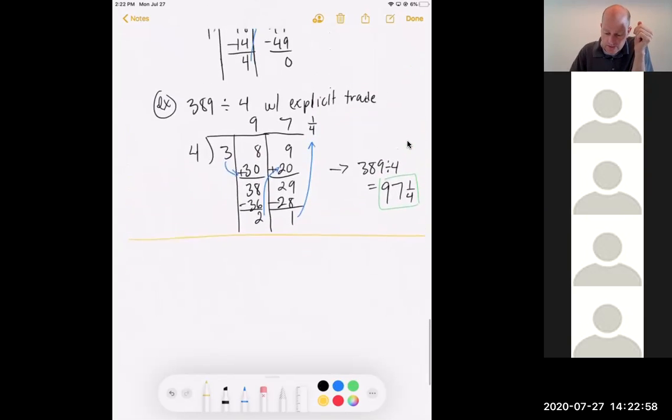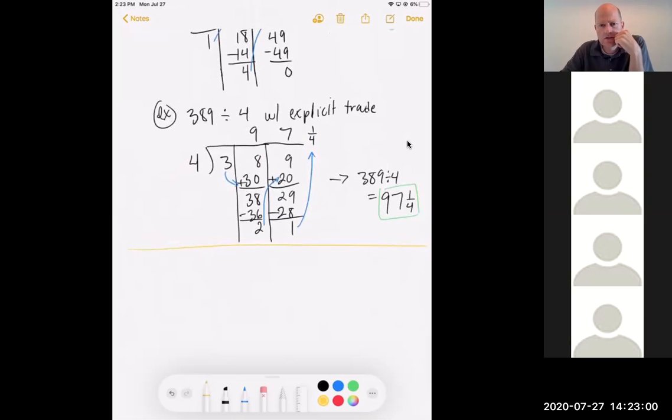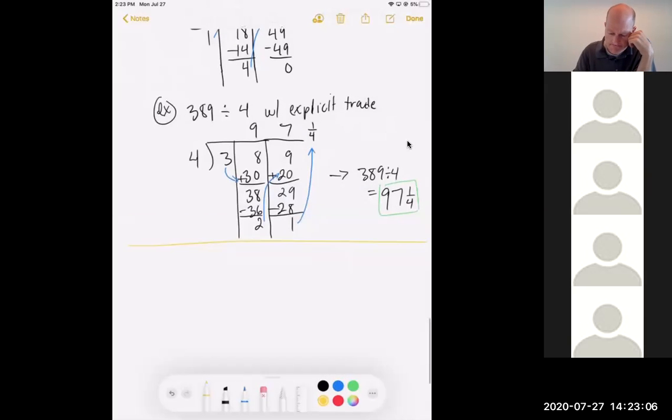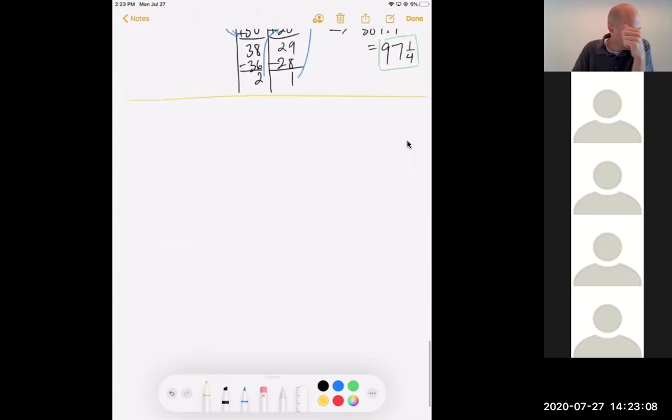Any questions on explicit trade? Okay, so those are some ideas that you can do with your students to demonstrate division. What we're thinking about now is some estimation ideas, just for a couple minutes.